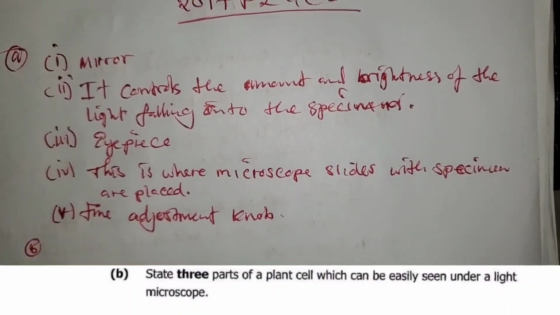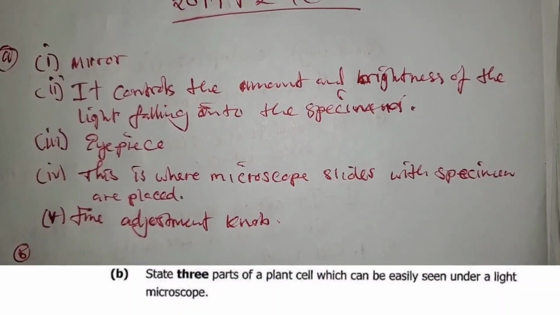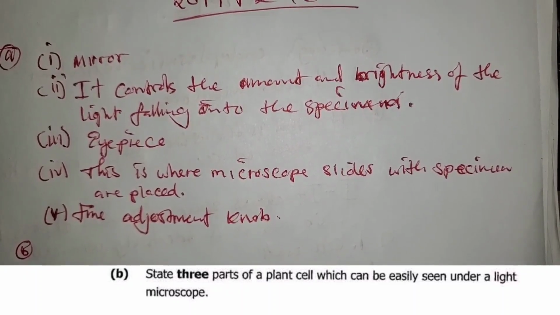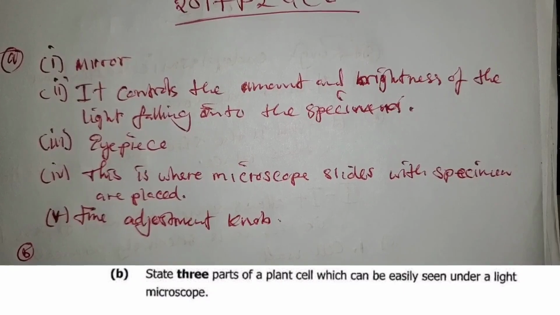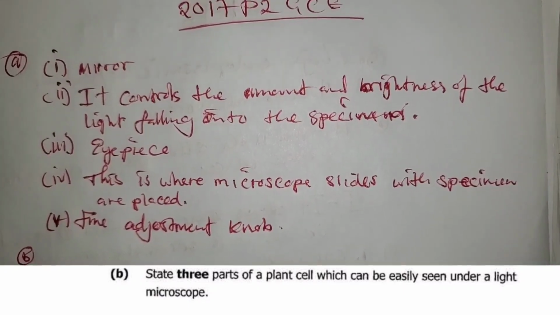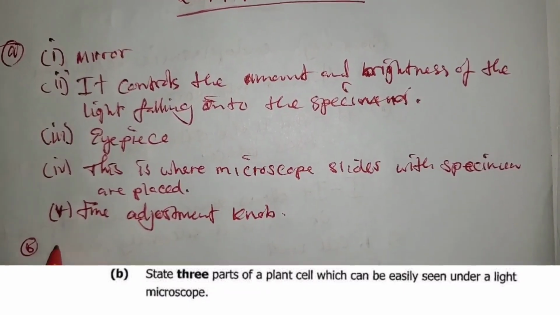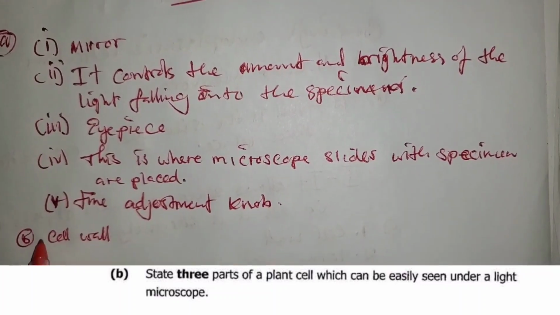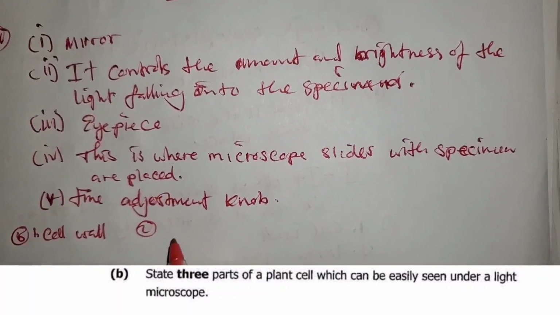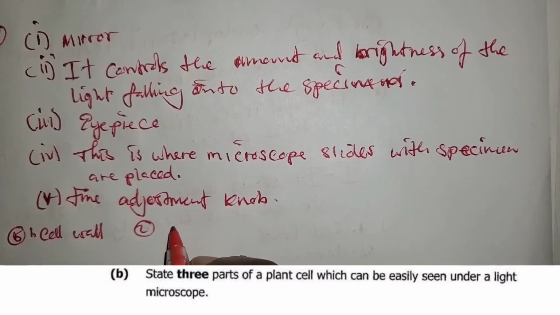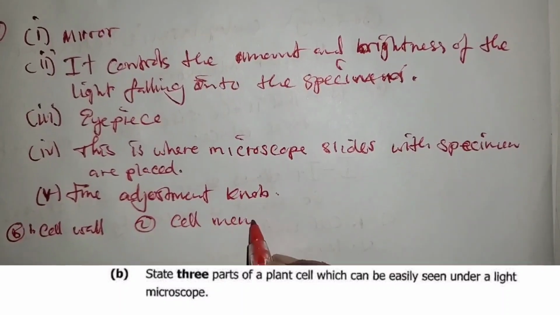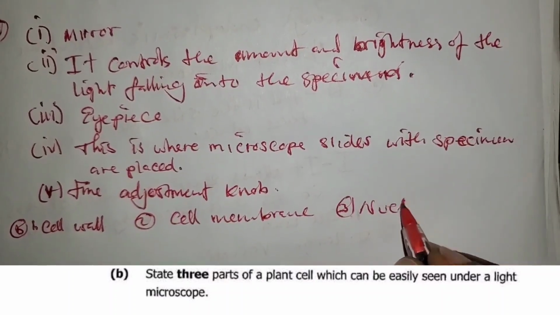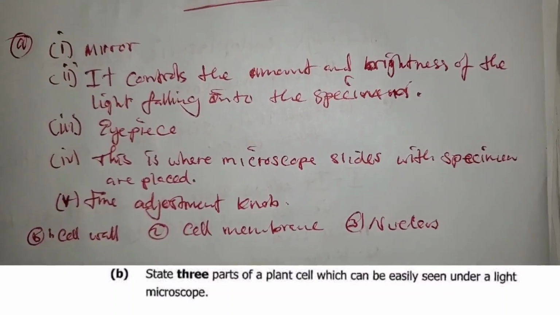Then there is question B, and question B is saying state 3 parts of the plant cell which can be easily seen under a light microscope, not an electron microscope, but a light microscope. Okay, cell wall, of course. Number 1. Number 2, cell membrane. Number 3, the nucleus. Okay, the nucleus.